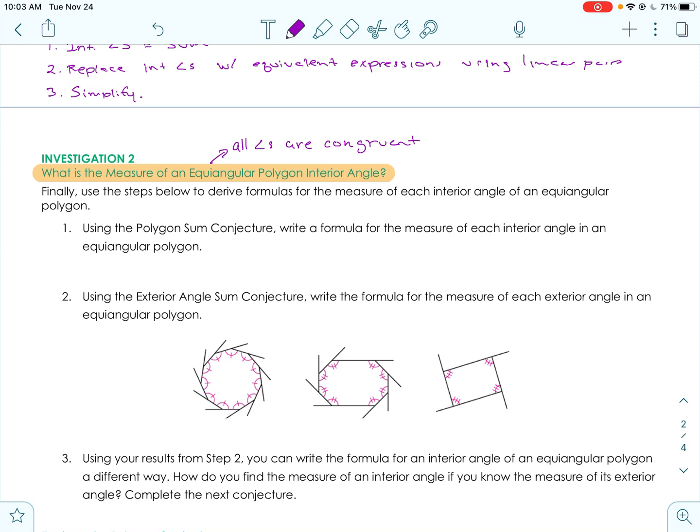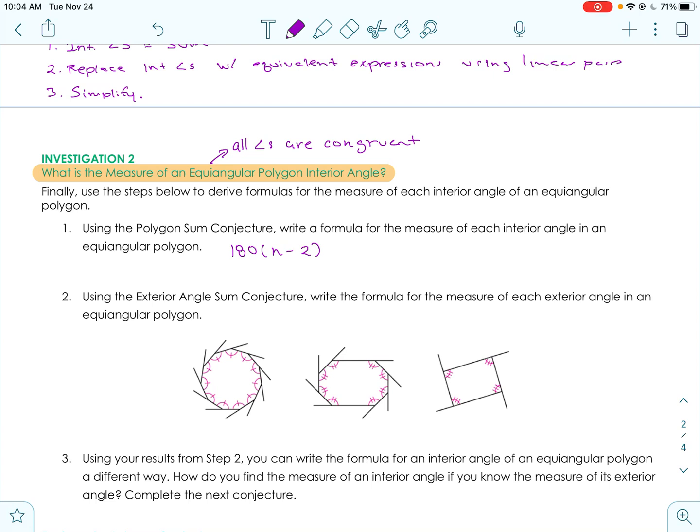So first off, let's use what we know. I want you to write down what we know about the sum of the interior angles of a polygon. The sum of the interior angles of a polygon is equal to 180 times n minus 2.